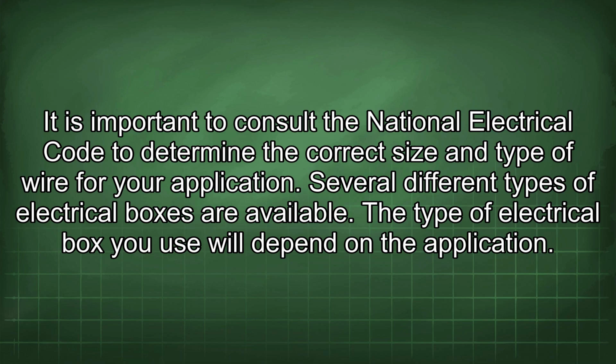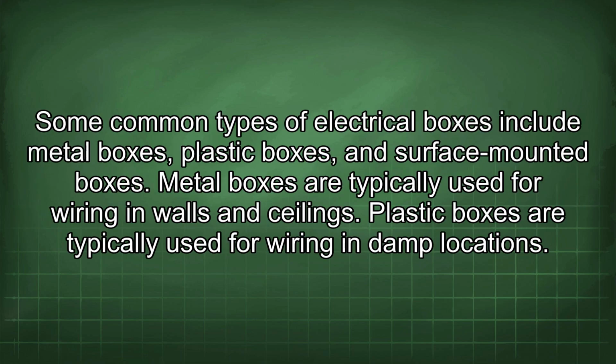Several different types of electrical boxes are available. The type of electrical box you use will depend on the application. Some common types of electrical boxes include metal boxes, plastic boxes, and surface-mounted boxes. Metal boxes are typically used for wiring in walls and ceilings. Plastic boxes are typically used for wiring in damp locations.